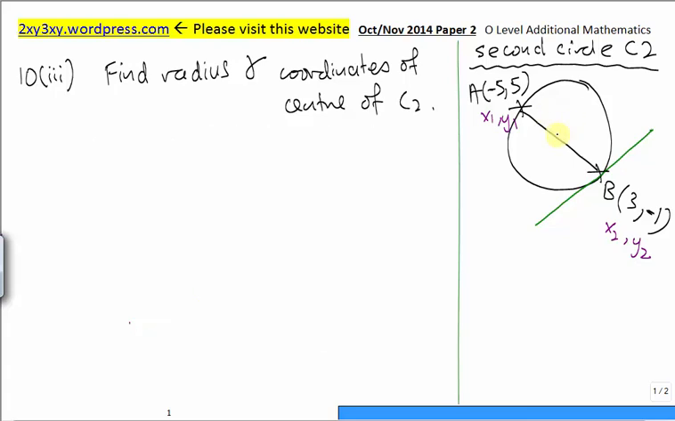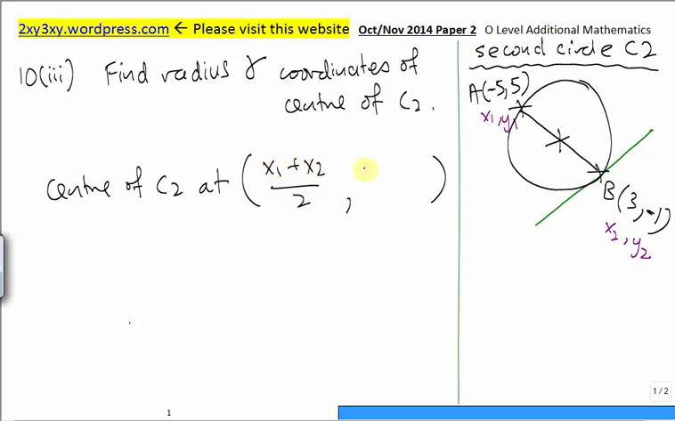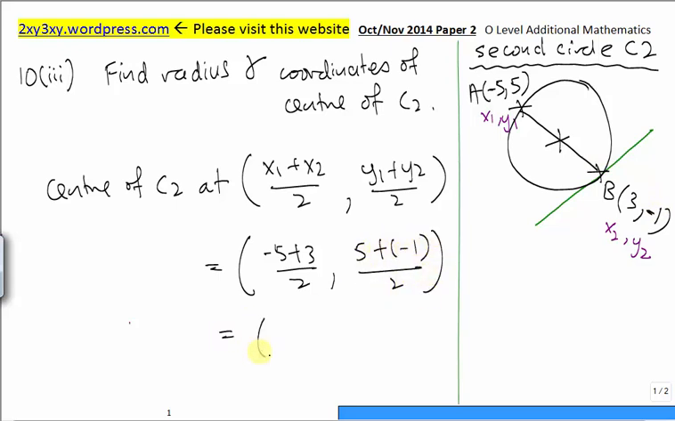Now we're going to find the center of this circle. The center of this circle is actually the midpoint of AB. The formula for the midpoint is x1 plus x2 divided by 2, y1 plus y2 divided by 2. It will give us negative 5 plus 3, divided by 2, and 5 plus negative 1 divided by 2. So the center will be at (-1, 2).